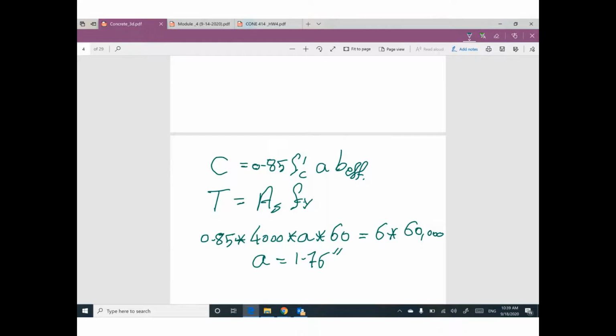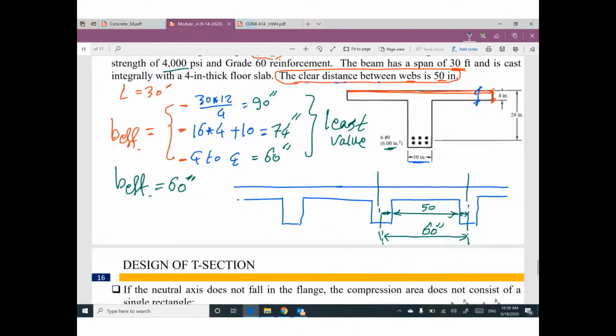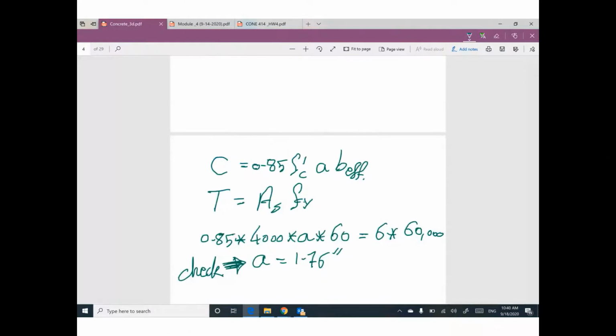I have to make a check. Check what? I assumed the neutral axis falls inside this flange, and the depth of the stress block a must be smaller than the thickness of the flange. So make sure this a is smaller than h flange, which is 4 inch in our case. Yes. Okay. Keep going.